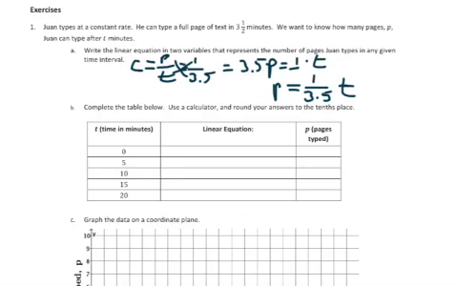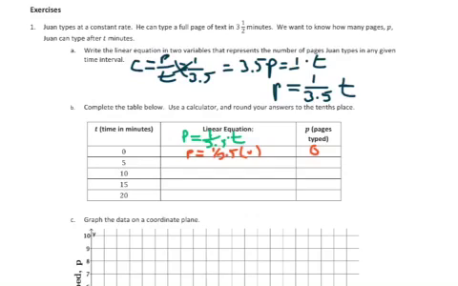So let's take a look at our table and first put in our equation here. So P equals 1 over 3.5 times T. So if T is 0, that's going to be 1 over 3.5 times 0. I'm running out of space here, so P equals 1 over 3.5 times 0 is just 0.